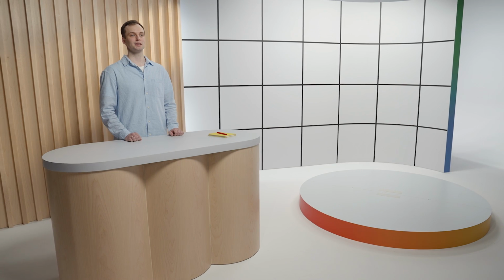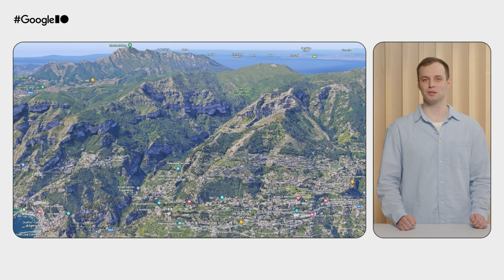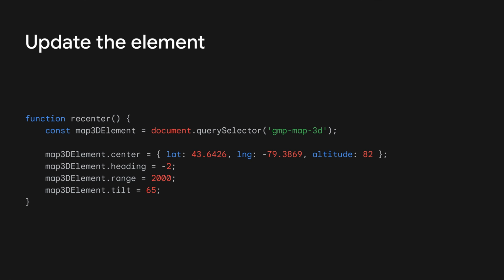You can use JavaScript to automatically control the view, move to new locations, or modify the look of the globe. Let's have a look at how to do some of that now. So we are looking at the Amalfi Coast. Pretty amazing, right? But let's say we want to explore somewhere totally different. We can do that with just a few simple lines of code. First, we need to find the Maps 3D element and update its properties to change where it's pointed at. We can call this function from any button added to the page.